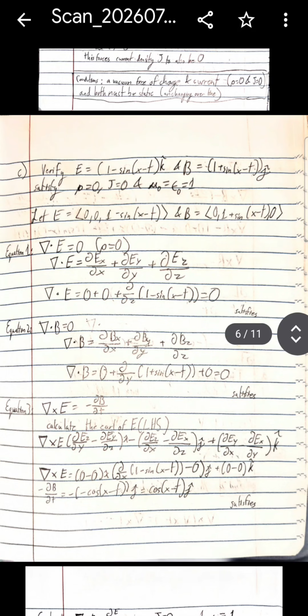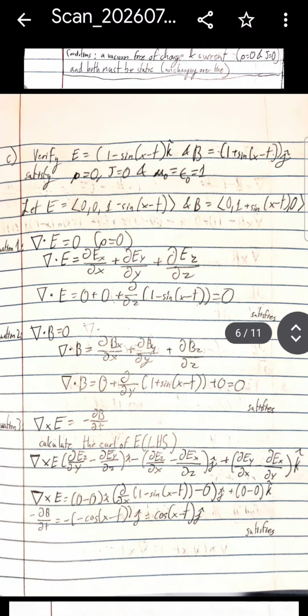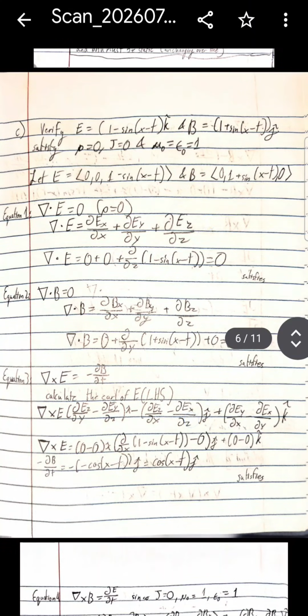So when we plug these into the divergence equations, both evaluate to 0. When we test Faraday's and Ampere's laws, the curl of E matches the negative time derivative of B, and the curl of B matches the time derivative of E, proving they satisfy all 4 equations.